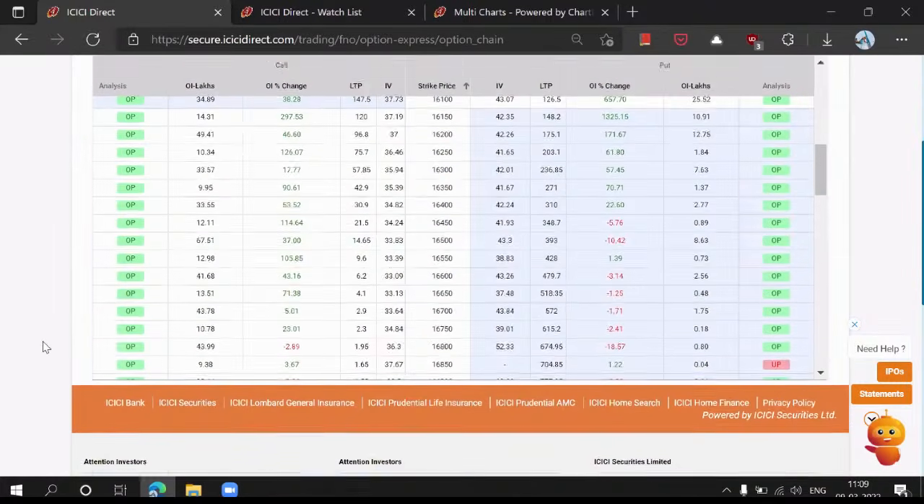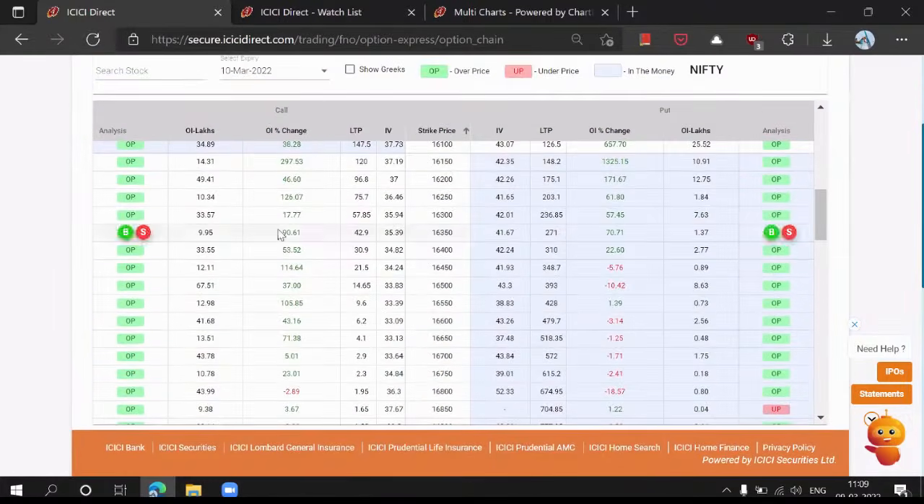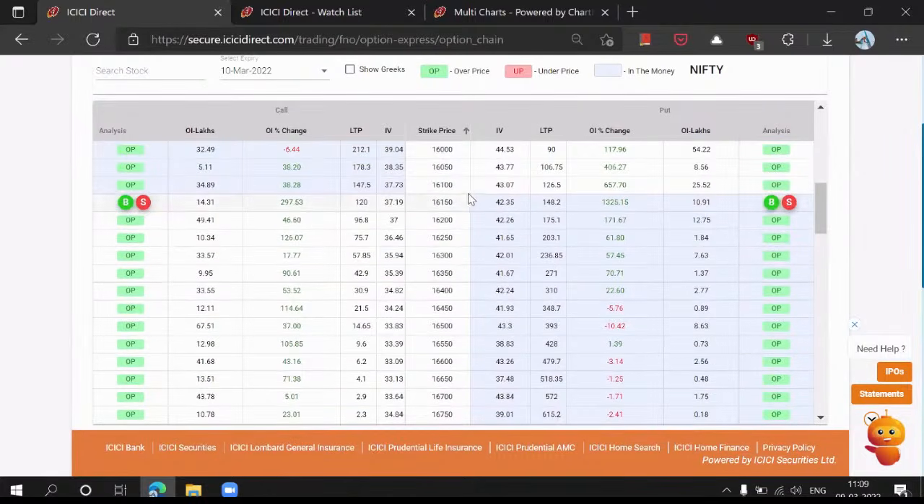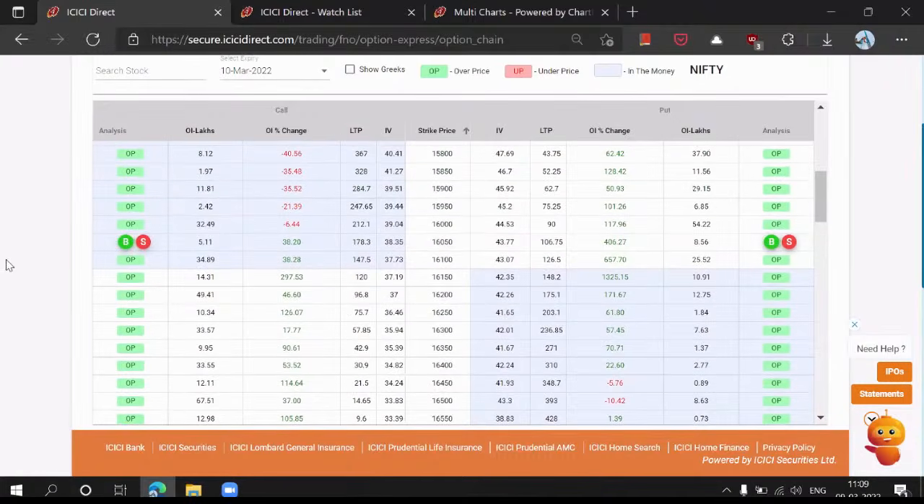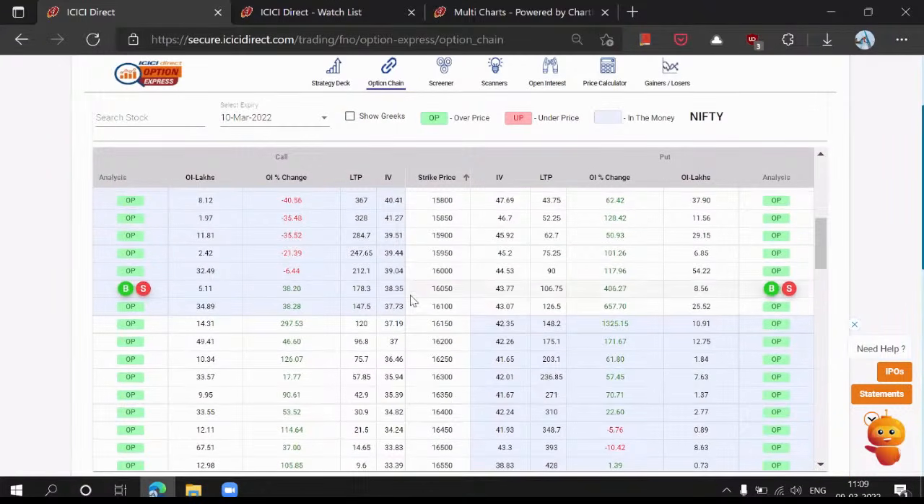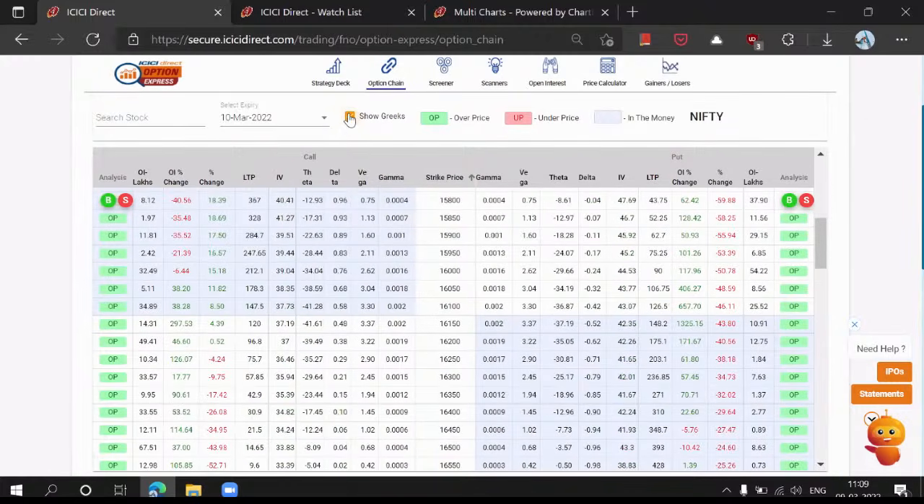What it opens up is the at-the-money contracts of Nifty. You can add Bank Nifty, or you can add any stock. And there is a lot of information. Let me first get the Greeks, which is the option Greeks. If you just click on show Greeks, it will show you a live option chain. It is showing you the Greeks, which are very important when you're trading.